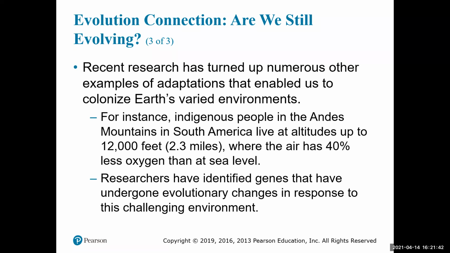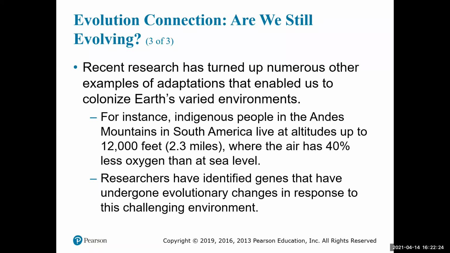And also, finally, recent research has shown that there are other examples of adaptations that have allowed us to colonize these very extreme environments. So, for example, the Andes Mountains in South America have populations of people living at around 12,000 feet. Air at 12,000 feet has 40% less oxygen. So you can imagine it's probably hard to breathe at those higher altitudes. However, those populations have adaptations that allow their hemoglobin to bind oxygen much more efficiently than people and populations that live at lower elevations.